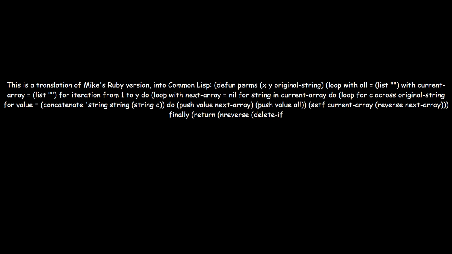This is a translation of Mike's Ruby version into Common Lisp. (defun perms (x y original-string) (loop with all = (list) with current-array = (list) for iteration from 1 to y do (loop with next-array = nil for string in current-array do (loop for c across original-string for value = (concatenate 'string string (string c)) do (push value next-array) (push value all))) (setf current-array (reverse next-array))) finally (return (nreverse (delete-if (lambda (l) (< (length l) x)) all)))) And another version.